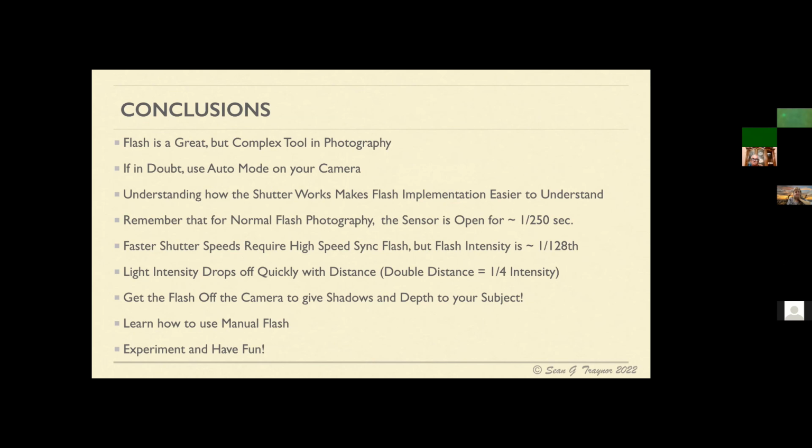Remember, in normal flash photography, the sensor is open for 1/250th of a second. For faster speeds than that, we use high-speed sync, but the flash intensity is going to drop off dramatically. And remember that the light intensity is going to drop off very quickly with distance. Doubling the distance will mean 1/4 of the intensity.